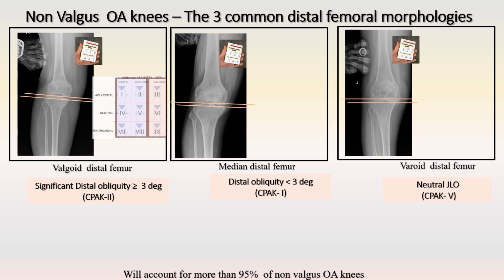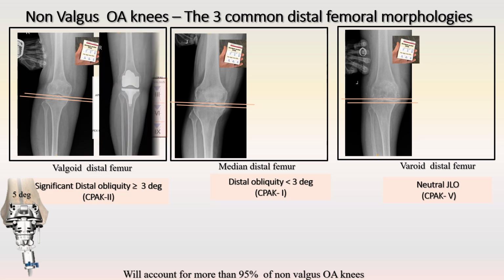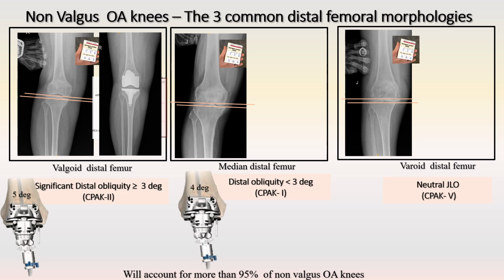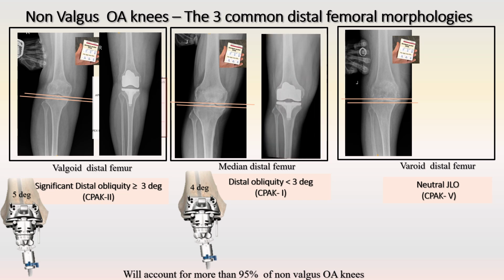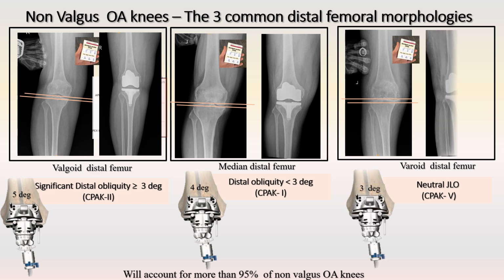Now, in the valgoid distal femur, as the joint line obliquity is equal to or more than 3 degrees, we have to cut at 5 degrees based on the grid. And that's what we have done, and we can see that we have reproduced the pre-op CPAK. In the median distal femur, as the joint line distal obliquity is less than 3 degrees, we cut with 4 degrees of distal valgus and we are able to reproduce the pre-op CPAK. In the varoid distal femur, as the joint line is neutral, we cut at 3 degrees and here again we are able to reproduce the CPAK.